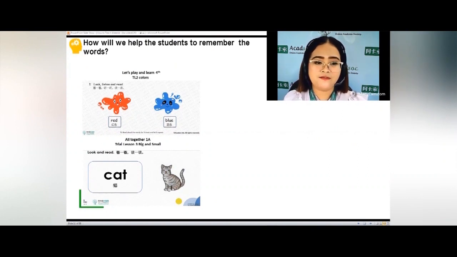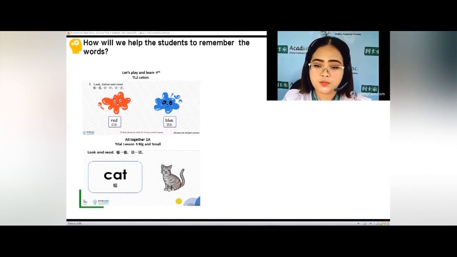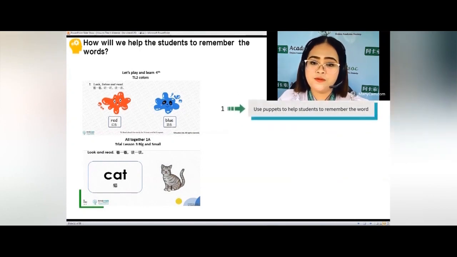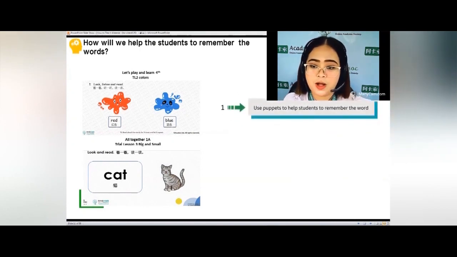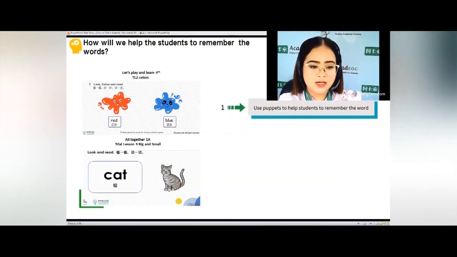So we do have here sample books from Let's Play and Learn and the All Together book. Now we would have some tips here as to how we could help our students remember the things that we learned for this day. So we've got here, use puppets to help students to remember the words. Oh, I do have a puppet here. Let me get it. So here it is.